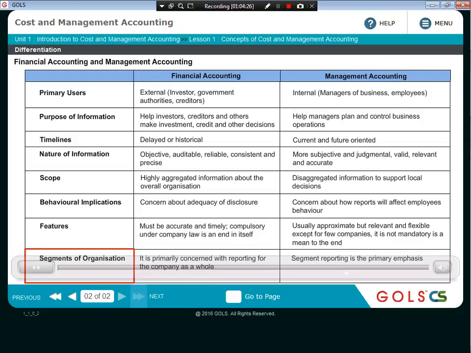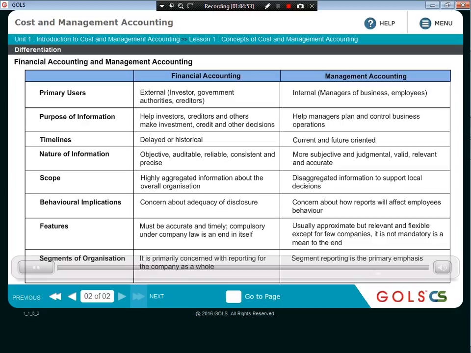Segments of an organization. Financial accounting is primarily concerned with reporting for the company as a whole. It is related to the entire organization. Whereas management accounting is segmental reporting, with primary emphasis on the lower level, middle level and top level of management. As per the requirement, segmental reporting is done, not for the entire organization as a whole.